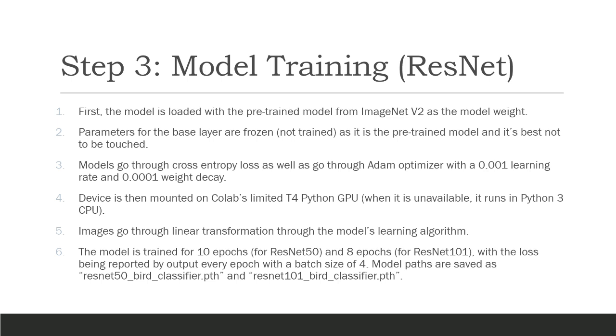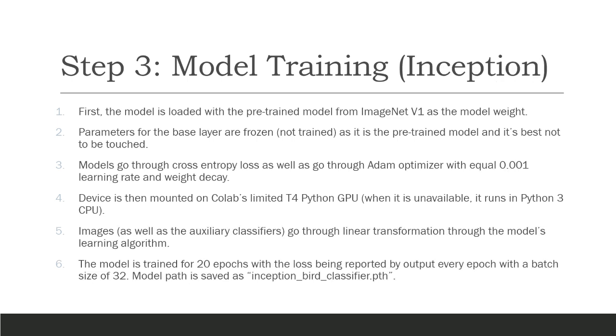Images go through a linear transformation through the model's learning algorithm. The model is trained for 10 epochs for ResNet 50 and 8 epochs for ResNet 101. Loss will be reported by the output every epoch with a batch size of 4. And then, of course, the model paths are saved.